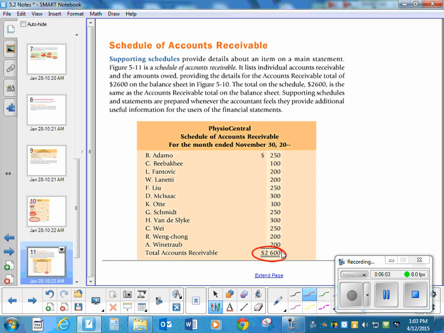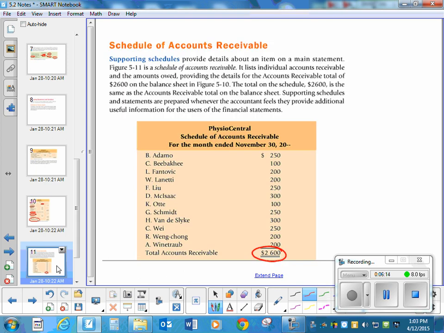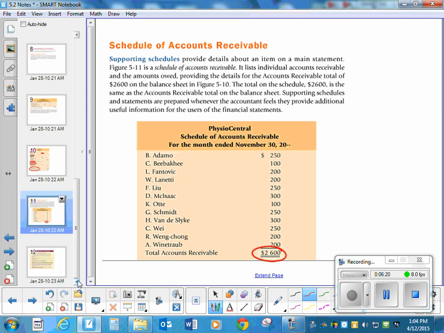And I'll flip back here. I'm not sure if this is the same one. Yeah, it is. You can see here accounts receivable 2600. So they didn't list everybody's name on the balance sheet. Rather, what they did is they made another schedule here. So they had to go back to look exactly who owed them. They could easily find out.